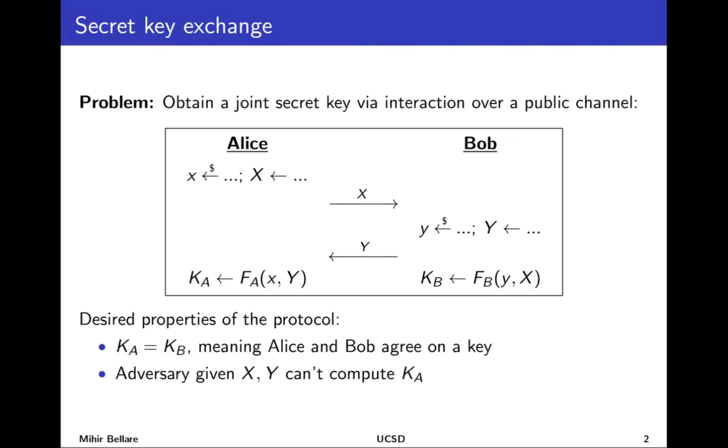Now, to be clear, this is not a specific protocol. This is a template. I'm just asking, is there some way for us to fill in these dotted lines to instantiate these f sub a and f sub b functions so that this actually works and we have a solution to this problem? And that problem is what's called secret key exchange.